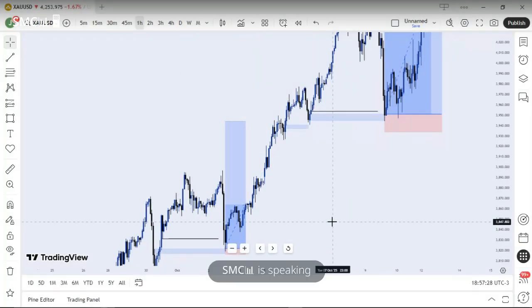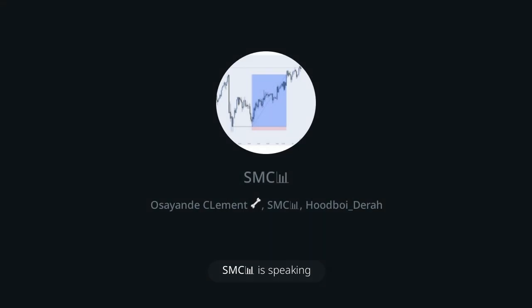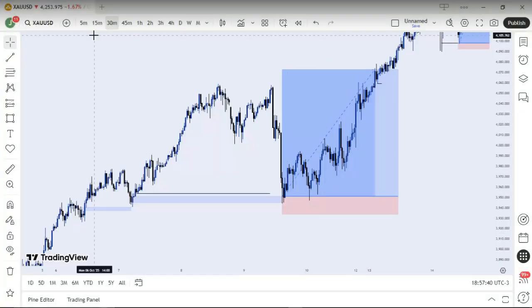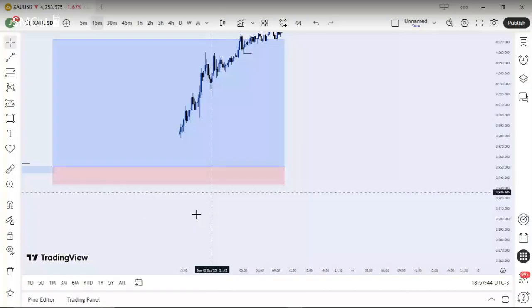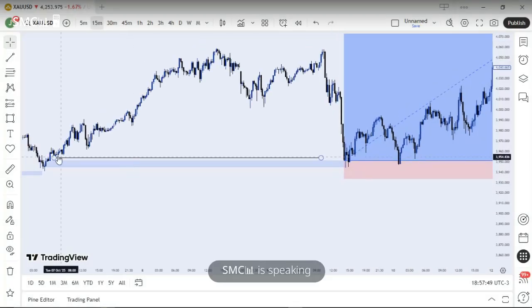I think this should be another block. This should be another block setup now. 15 minutes time. Yes, this is it. Sharp.